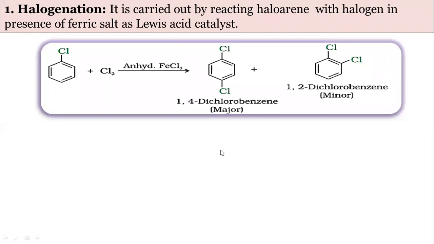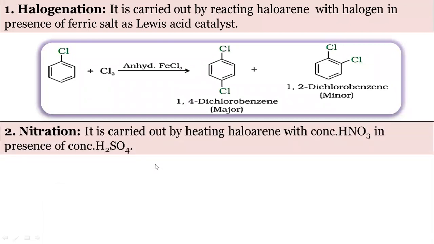See, this chlorobenzene is an ortho-para directing group. 1, 2 position is ortho and 1, 4 position is para. So we get 2 products in the reaction. This is major and this is minor because there is no steric hindrance here. At 1, 2 there may be steric hindrance, so it is minor and this is major. In all the reactions, we get 2 products here.